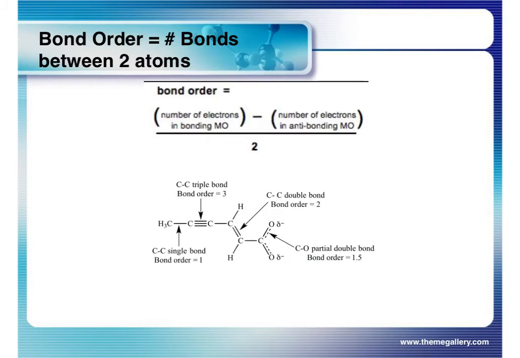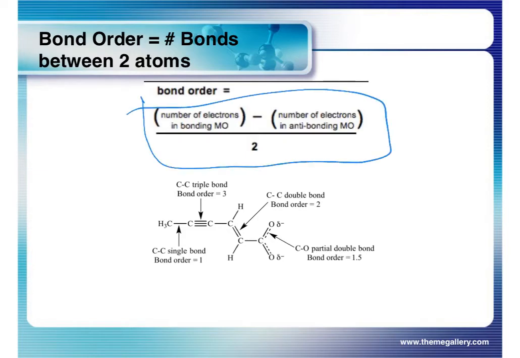One of the frequent questions you'll be asked is to determine the bond order between 2 atoms using a molecular orbital diagram. It's really very simple. There is a formula for bond order, but before we talk about that, I want to point out very simply, bond order is just how many bonds are between 2 atoms. So if there's a single bond between 2 atoms, the bond order is 1. If there's a double bond, the bond order is 2. If there's a triple bond, the bond order is 3.